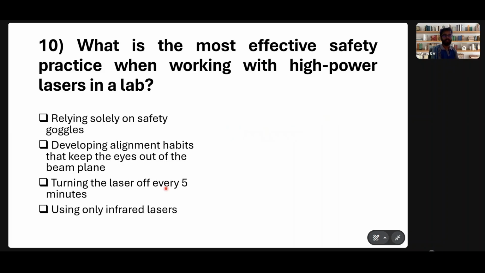And this also we saw in the recap as well as in the lectures. What is the most effective safety practice when working with high power lasers in a lab? And we saw that one of the most important safety practices when working with high power lasers is to keep the alignment in check. So we have to develop alignment habits that keep the eyes out of the beam plane.